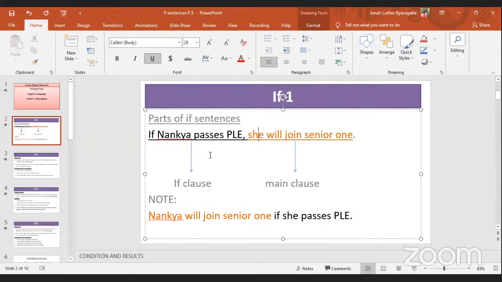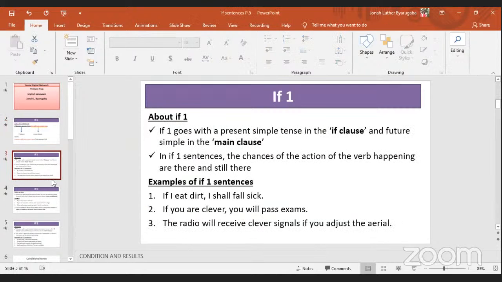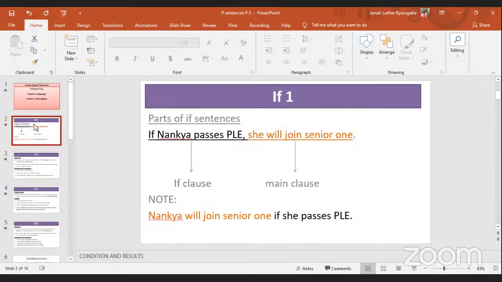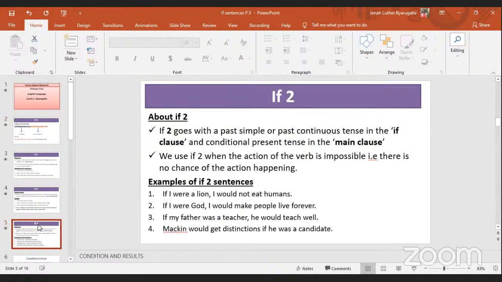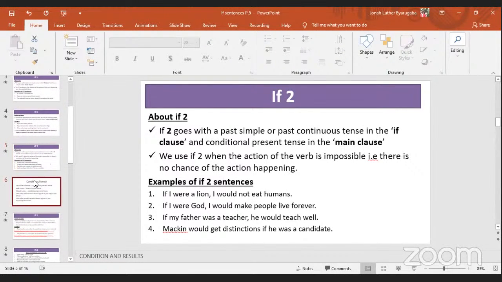So let's get to the main clause now. Remember, the main clause of if one is expressed in the future simple tense. That's why you are seeing will join. That tense of will join is the future simple tense. Then let's get to the main clause of if two. It is expressed in the conditional present tense. Now, what makes up the conditional present tense? Because I believe that's what you may not be aware of.